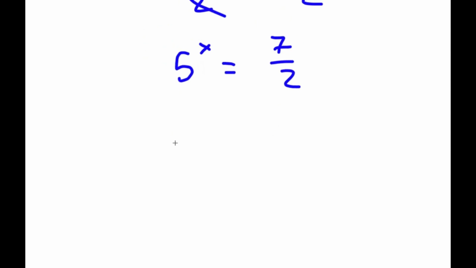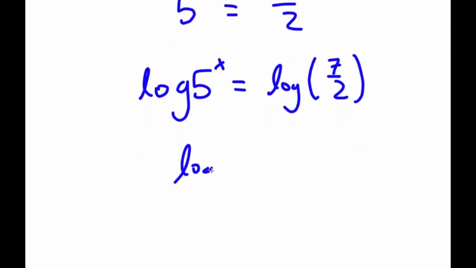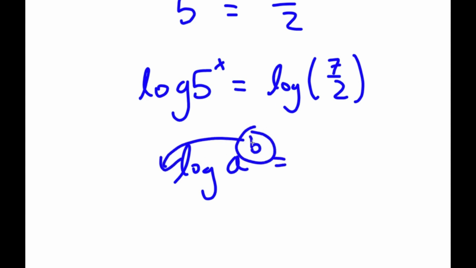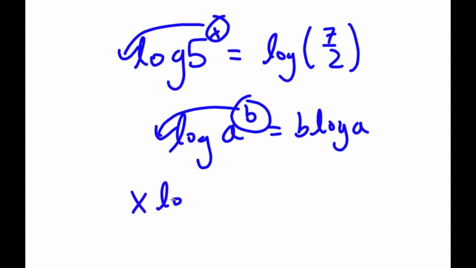Now to solve this, I'm going to take the log on both sides. So I have log 5 to the power of x is equal to log 7 over 2. And if I have something in the form log a to the power of b, I can actually move my exponent b to the front, so I get b times log a. So in this case, I have log 5 to the power of x, so I can move x to the front, and I get x times log 5 is equal to log 7 over 2.